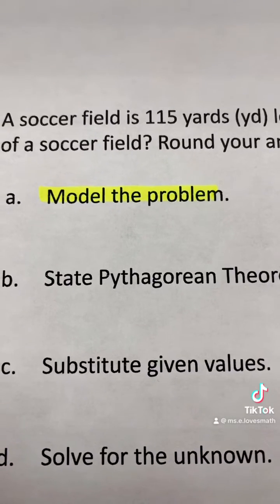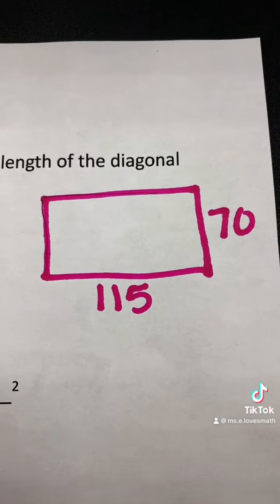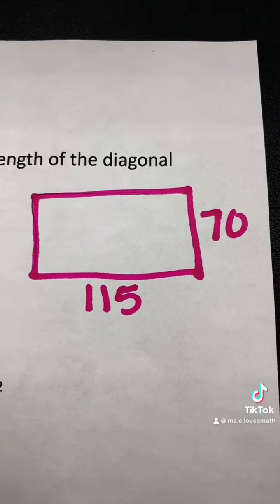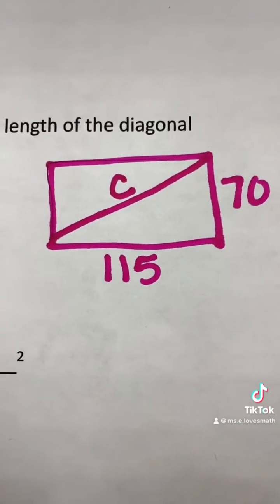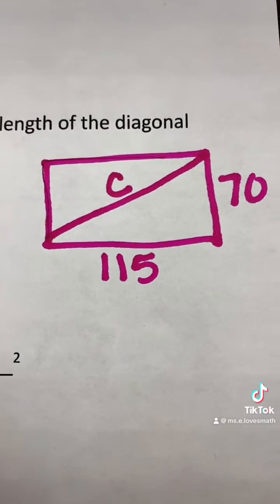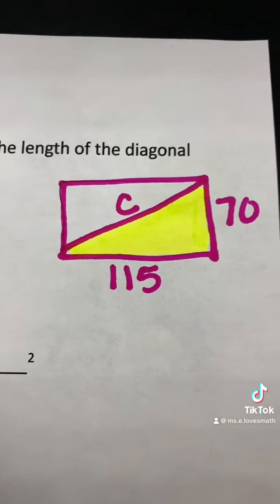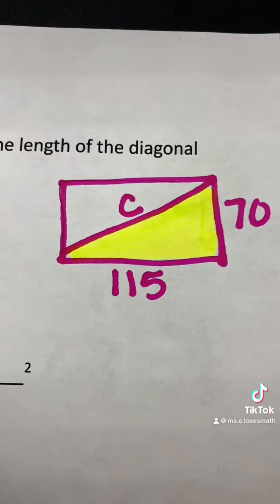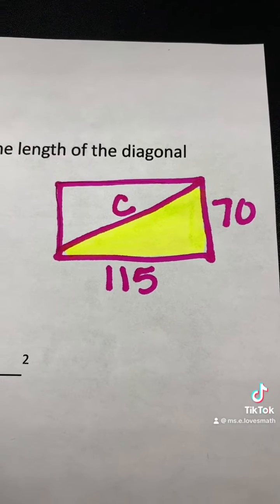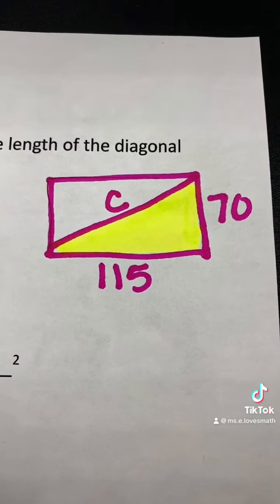Step 1, we will model the problem by drawing a picture. Here is our soccer field, 115 by 70 yards. Our goal is to find the diagonal. The diagonal is always going to be the hypotenuse of a triangle. As you can see after filling in, when we slice the soccer field diagonally, we end up with a triangle. So now we can use Pythagorean's theorem to solve this problem.